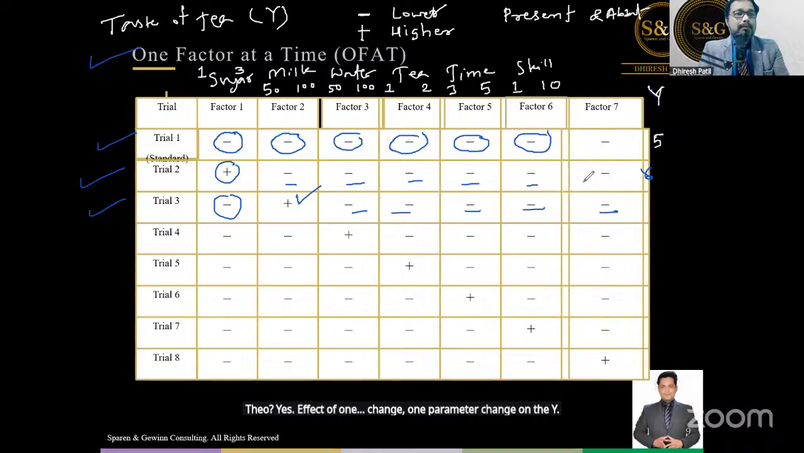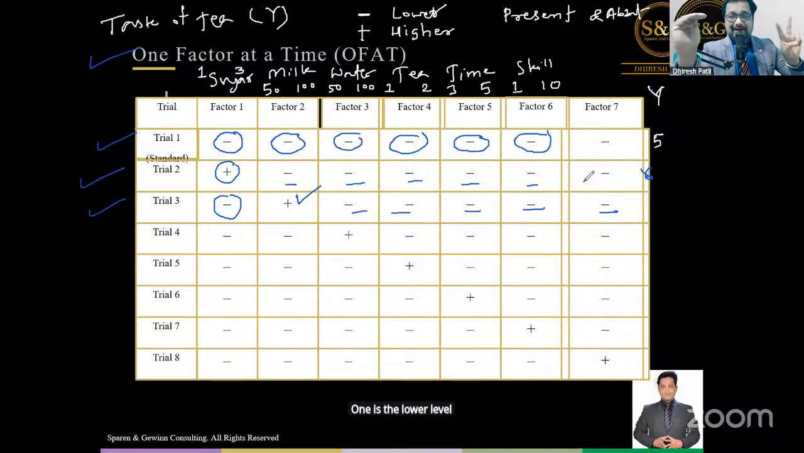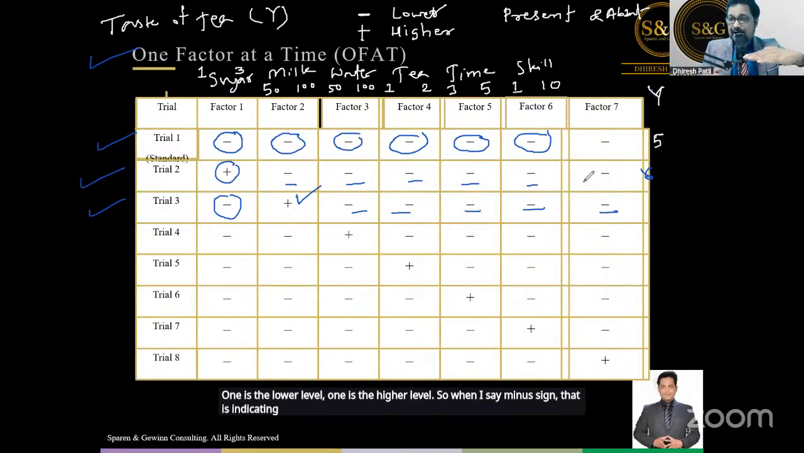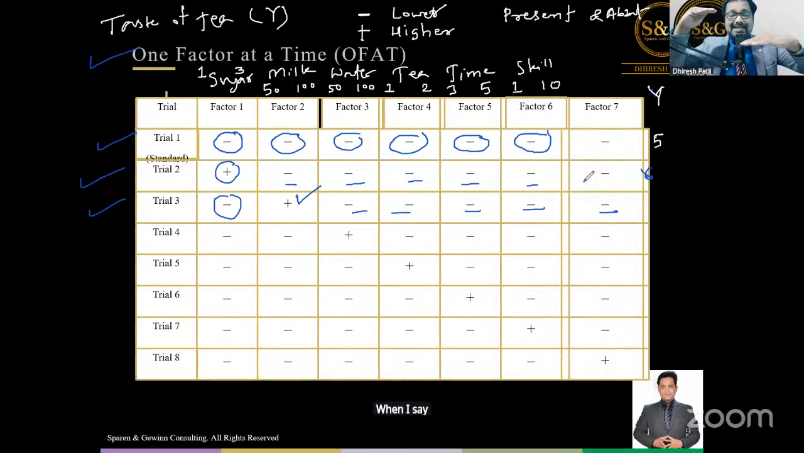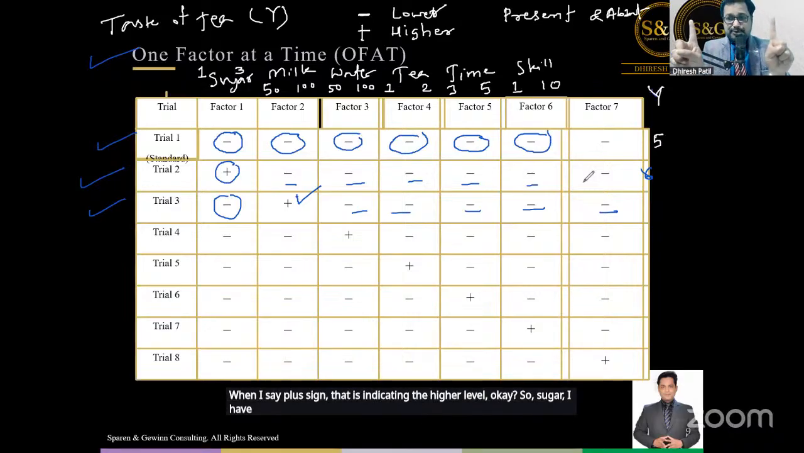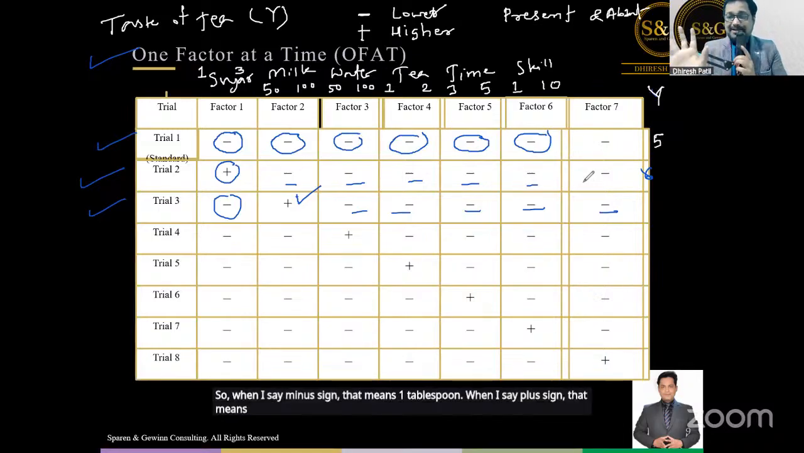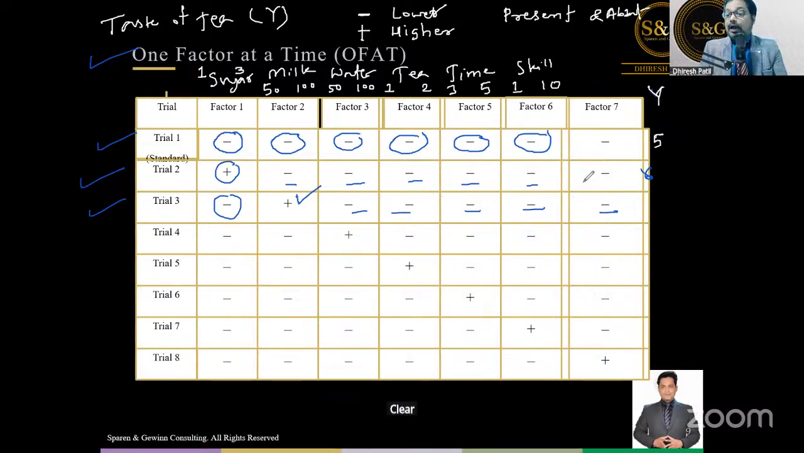Clear? Plus means the higher setting. Plus means change the parameter by 1 level up. So there are only 2 levels here, Preeti. One is the lower level, one is the higher level. So when I say minus sign, that is indicating the lower level. When I say plus sign, that is indicating the higher level. So sugar, I have 1 tablespoon and 3 tablespoon. When I say minus sign, that means 1 tablespoon. When I say plus sign, that means 3 tablespoon. That's it. Clear?